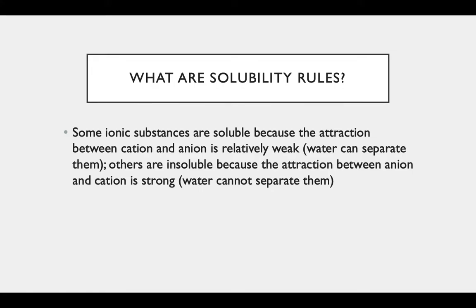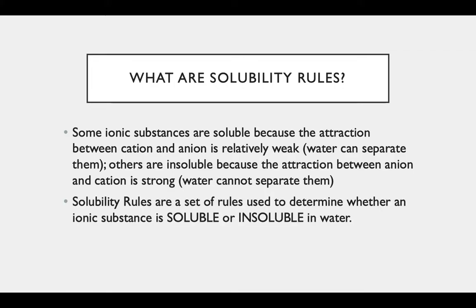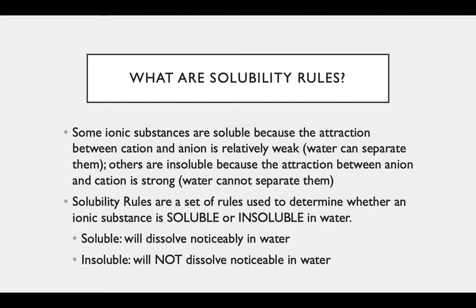Other ionic compounds have a very strong force of attraction between positive and negative, so water is not able to pull them apart. The solubility rules are a set of rules that we use to figure out whether a substance is going to be soluble or insoluble. If we determine by looking at its formula that it is soluble, then it will dissolve in water. If, according to the solubility rules, it is insoluble, it will not dissolve in water.